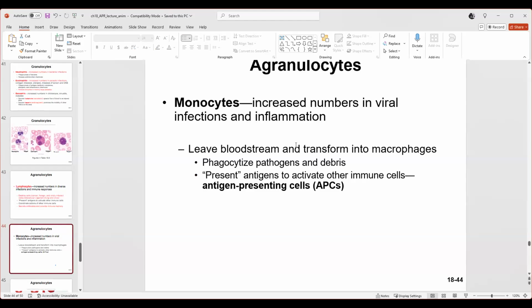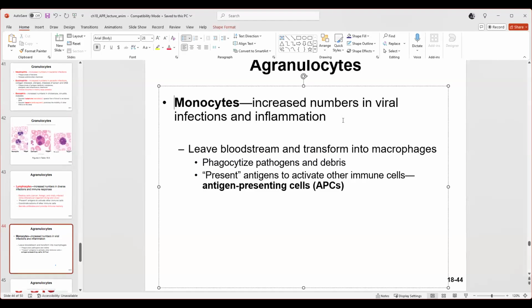Monocytes also increase in number in viral infections and inflammation. They leave the bloodstream and transform into macrophages. This is the first instance where we have a change in name. When we find it in the bloodstream, we call it monocytes. When it goes to specific areas of the body, it changes names.